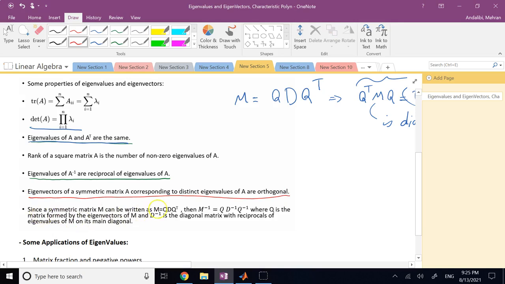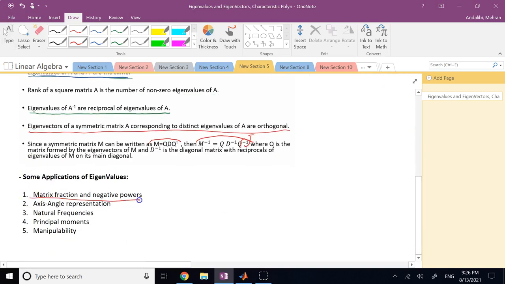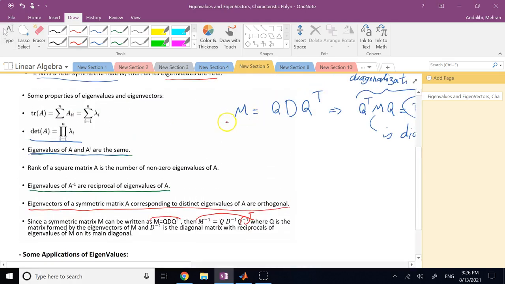I also told you that if you can write M as a diagonal, then M inverse is Q D to the -1 Q to the -1, and this Q to the -1 is the same as Q transpose. So this is any power of Q, and I also mentioned it here for you, that other powers, any fractional power, negative or positive, of a matrix can easily be done once you write it into this eigen-decomposition form.